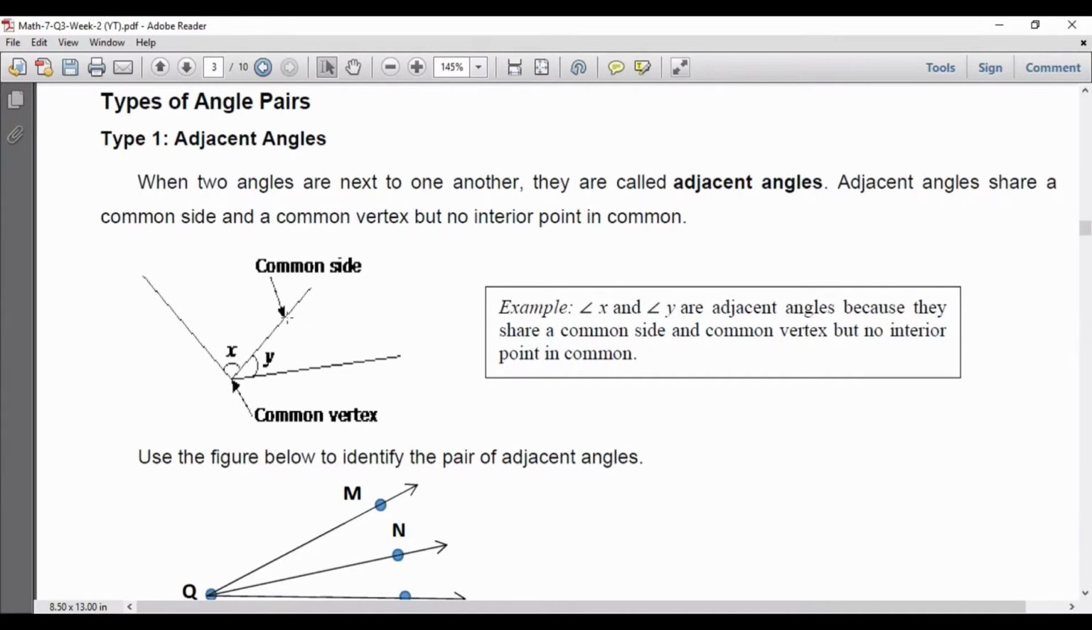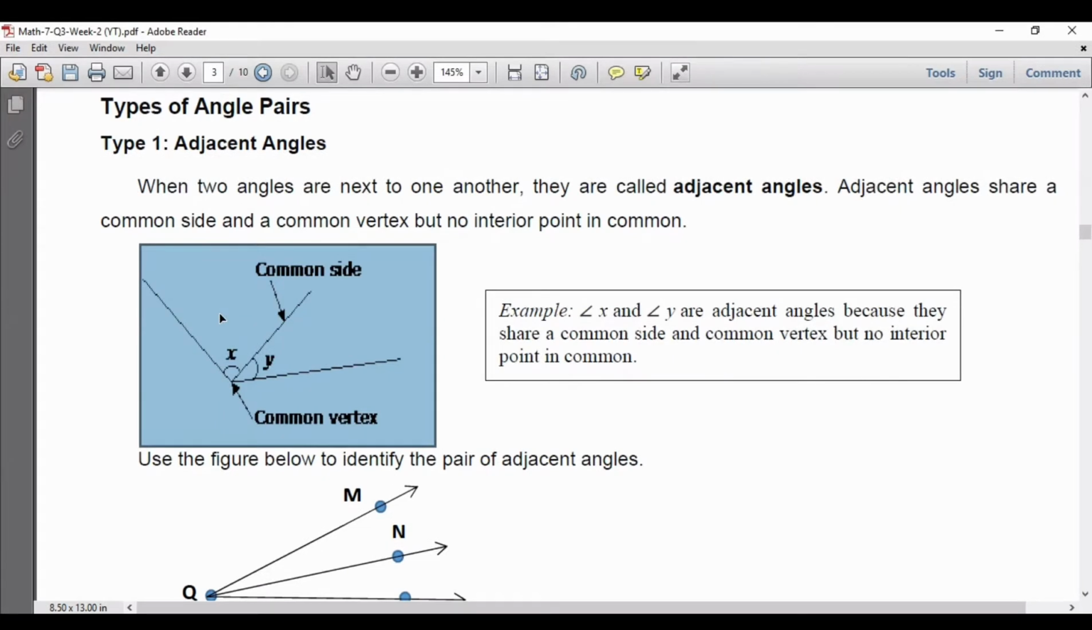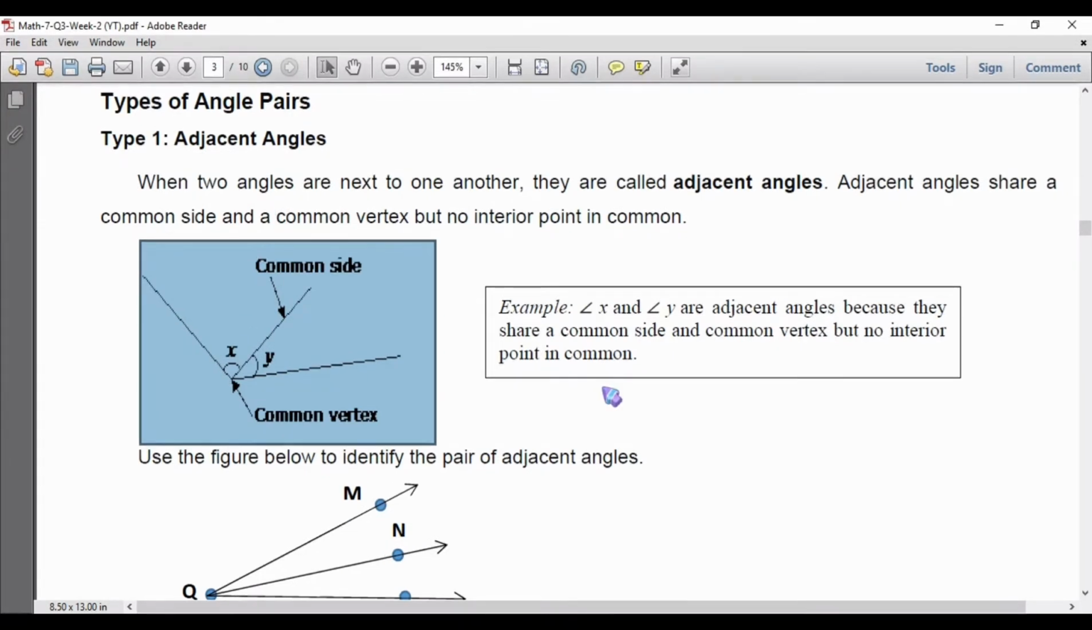The interior points of angle X are only this part, the points inside. Those are the points of angle Y. Whereas angle X, it is this one. Those are the points of angle X. So it's obvious that they don't have a common interior point. So angle X and angle Y are adjacent angles.